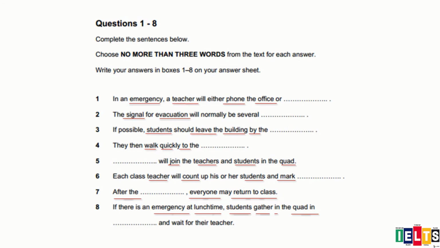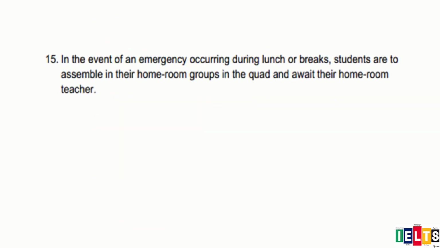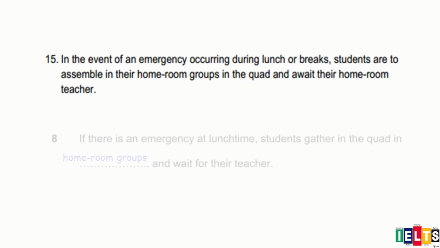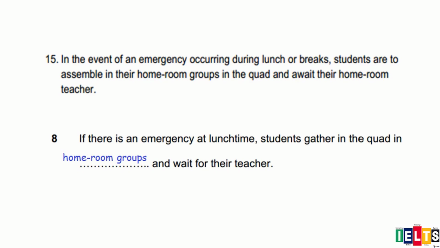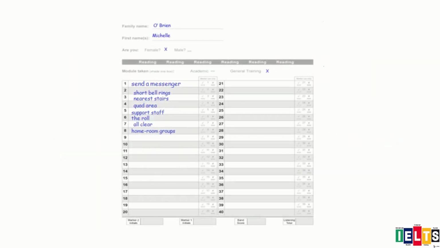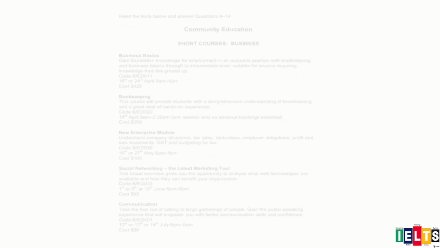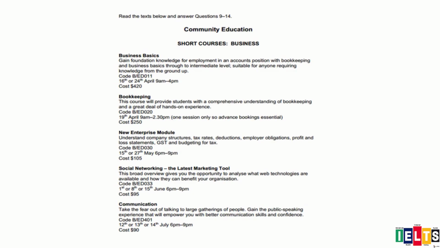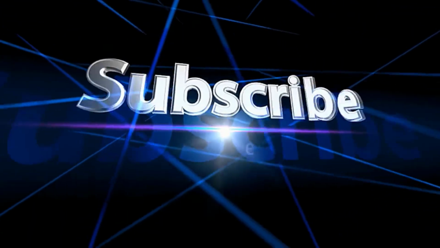It says, in the event of an emergency occurring during lunch or breaks, students are to assemble in their home groups in the quad and await their homeroom teacher. It is clear that the missing words are homeroom groups. So on your answer sheet, write homeroom groups for the 8th answer. Then go back to the question sheet and look at question 9.